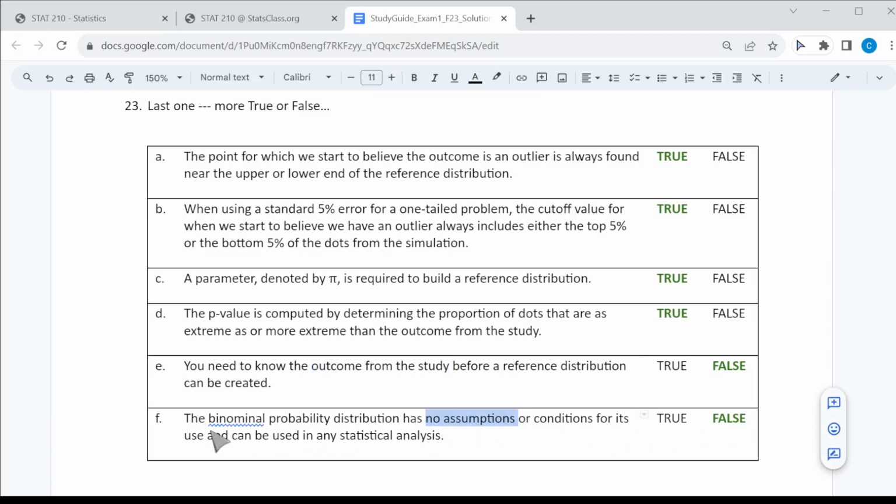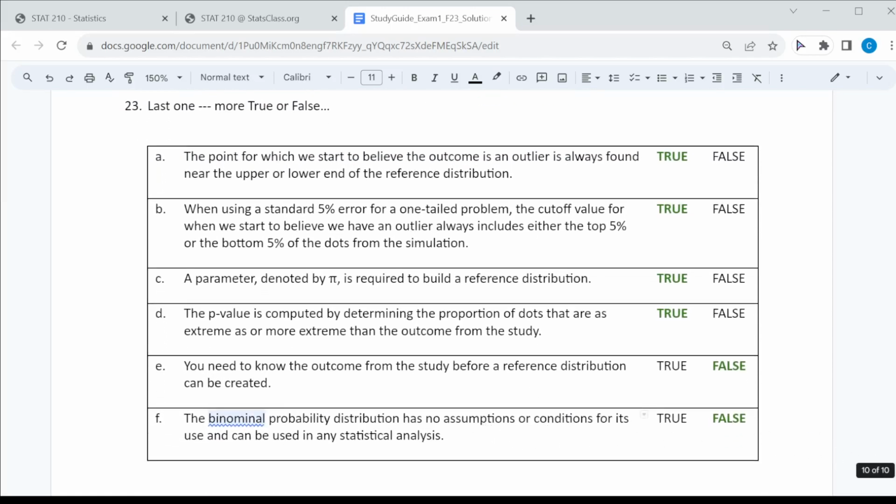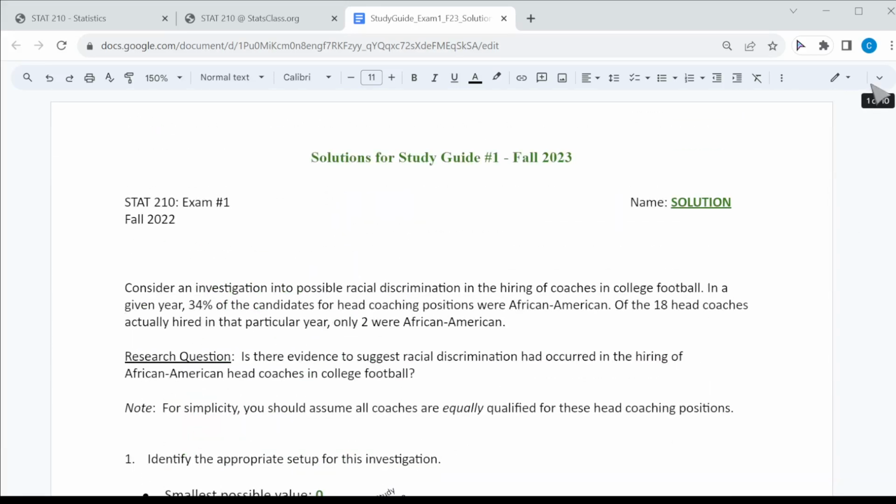The binomial probability distribution has no assumptions. That's false. The binomial has two outcomes. They need the same probability of success. There's a fixed number of trials. And I think the other one is that the trials need to be independent of one another, I believe is the last one. So there are some conditions or assumptions that we need for the binomial to work.